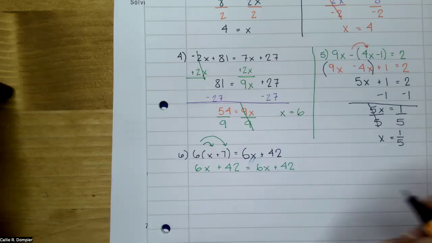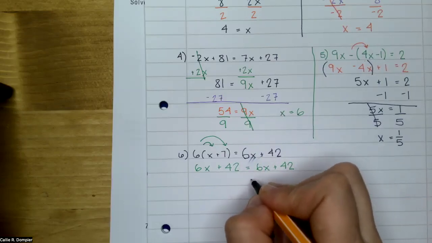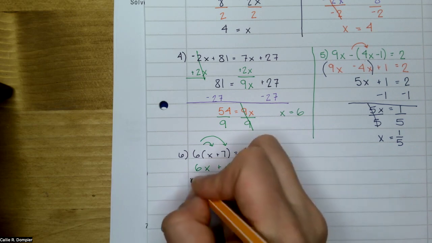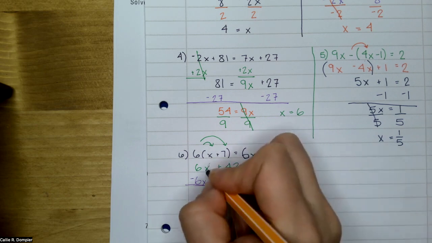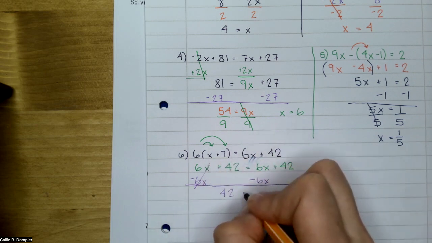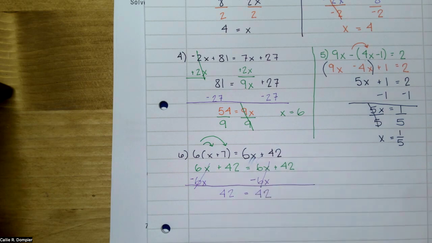I'm going to move all of the variables to the left. So the 6x is positive, and I'm going to say minus 6x, minus 6x. Those cancel, and I get 42 equals, those cancel, and I get 42. 42 equals 42. I don't have any variables left, and that is true.